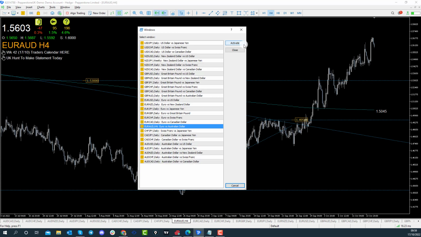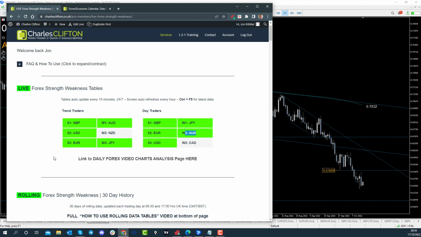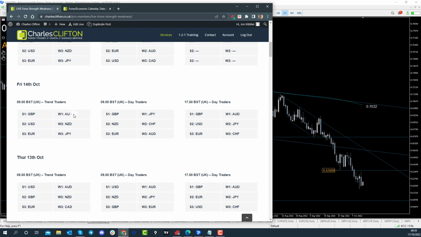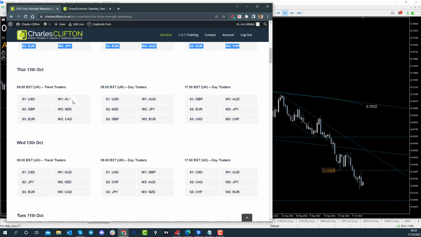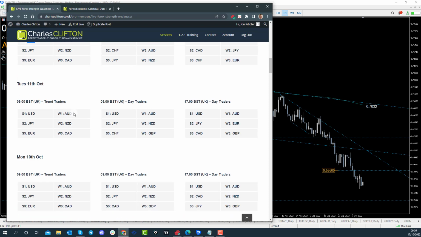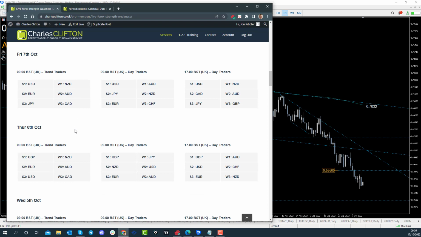Moving on to our next pair of interest then. So we're going to focus on the Aussie US dollar now. Let's just find Aussie dollar here in the list. Here we go, Aussie US dollar. So we've been talking about Aussie US dollar downside for some time now. If we just go up to our rolling forex strength and weakness tables, go back to last week's information, we can see that Aussie US dollar was featured heavily on our charts last week. Okay, so it was featured in pretty much every video last week.